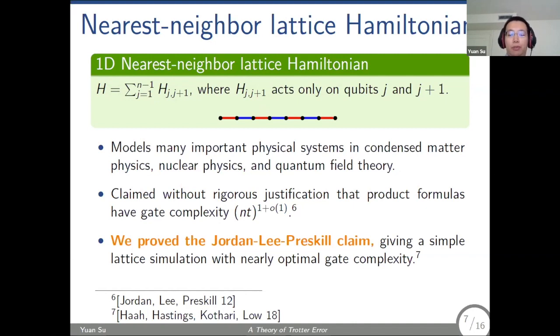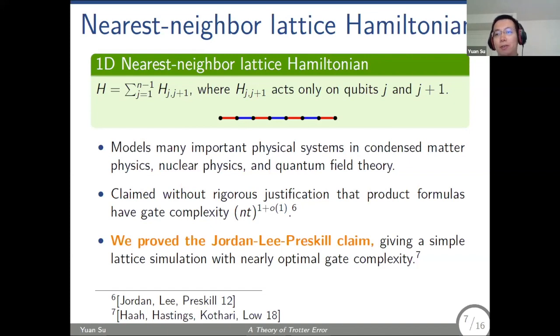So there was a previous claim made by Jordan, Lee, and Preskill in the context of quantum field theory simulation. They say that product formulas can simulate this kind of lattice Hamiltonian with a complexity that is very close to n times t, where n is the size of the system and t is the evolution time. But they didn't give a rigorous justification. So what we can do is use our new results to rigorously prove this Jordan, Lee, and Preskill claim. Combining with the previous lower bound, we are able to give a very simple lattice simulation using product formulas with nearly optimal gate complexity.